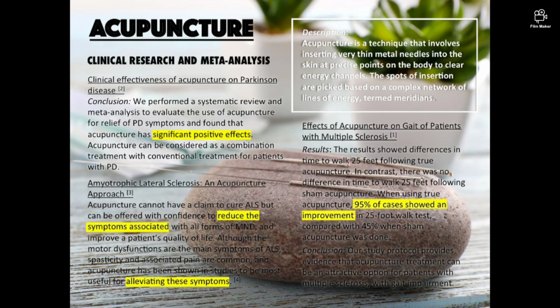In addition, 95% of cases from a clinical trial that studies the effects of acupuncture on gait of patients with multiple sclerosis have shown an improvement, compared with 45% when sham acupuncture was done.